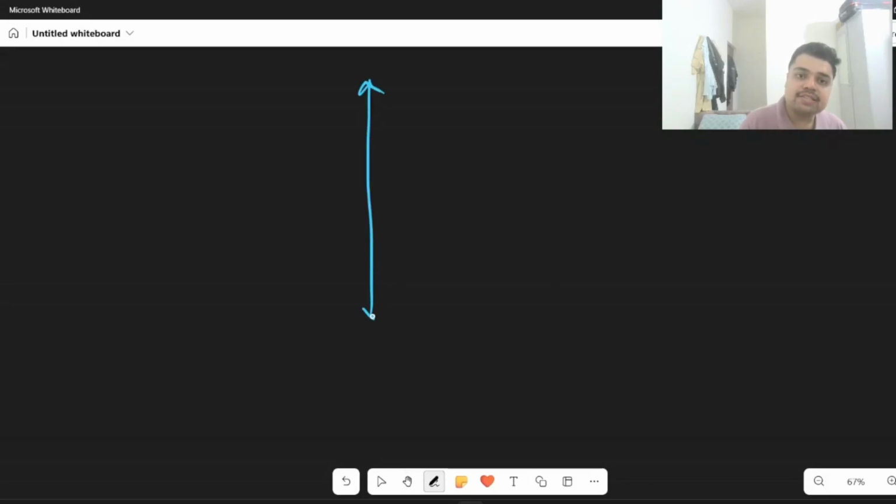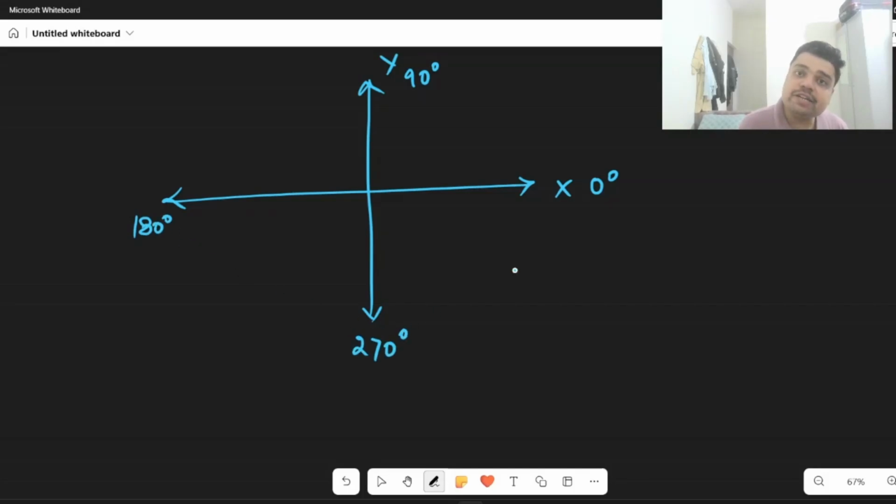This is the y-axis, this is the x-axis, right? This is the x-axis, this is the y-axis. Now let's write the values we know. At 0 degrees, y will be 0 plus 90 degrees, which is 90 degrees. What is 90 plus 90? 180 degrees. 180 plus 90? 270 degrees. 270 plus 90 will be 360 degrees.